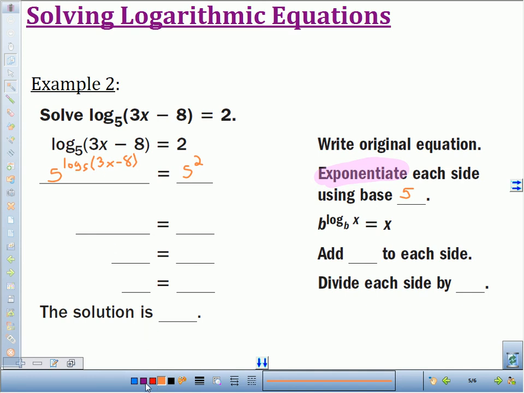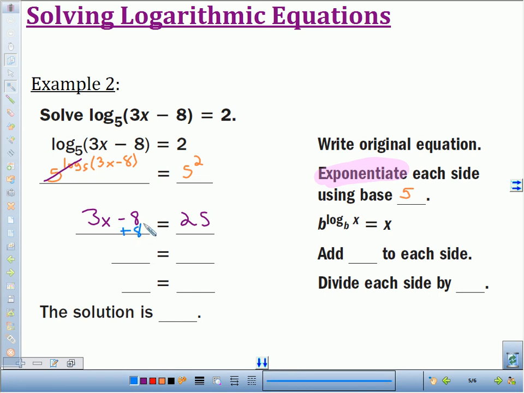Now, of course, I have 5 to the log base 5, and that cancels out, leaving us with just 3x minus 8. All right, because b to the log base b of x just equals x. On the other side, 5 squared, well, that's 25. And from here, two-step equation. We're just going to solve boring old standard two-step equation.